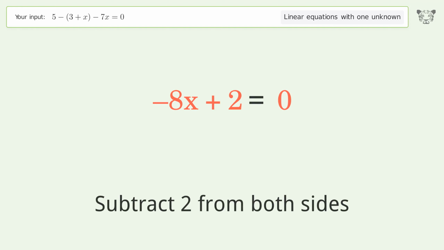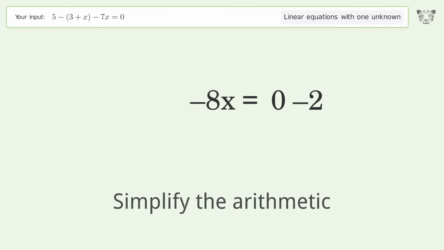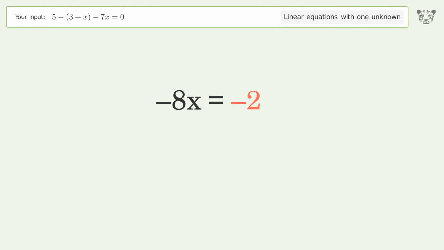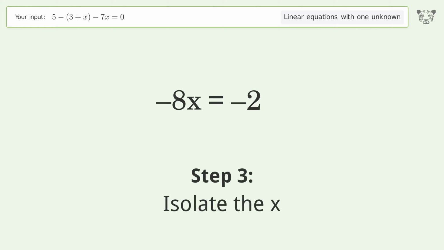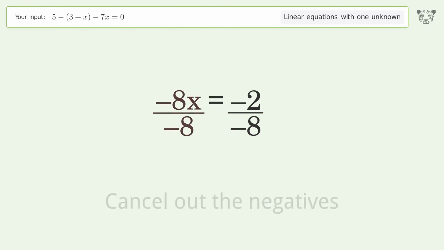Subtract 2 from both sides. Simplify the arithmetic. Isolate the x. Divide both sides by -8. Cancel out the negatives.